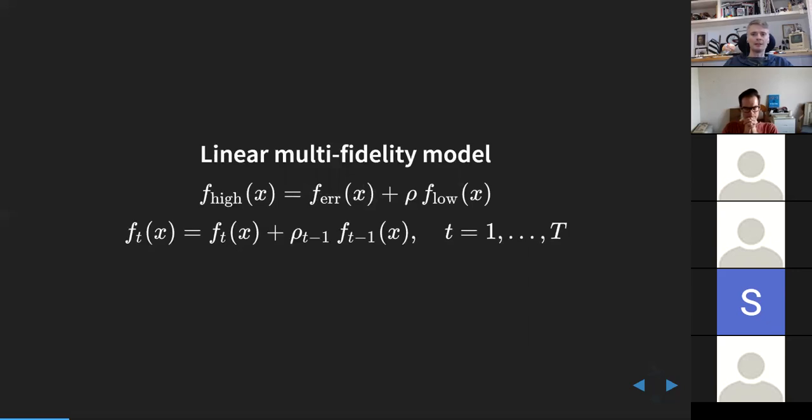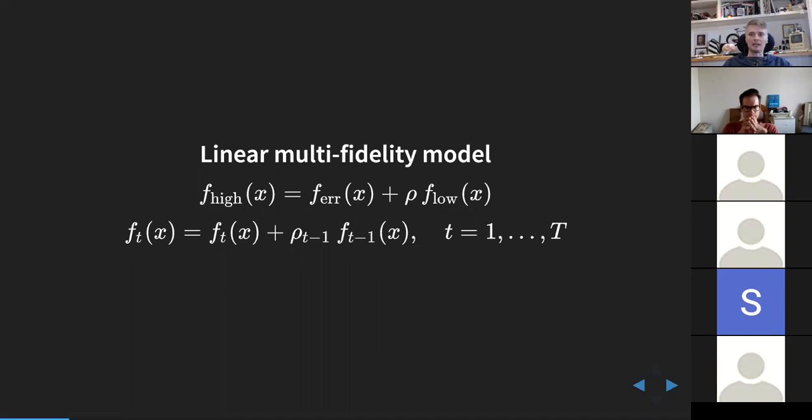So the idea is that you've got some high fidelity simulation. And what you're saying is that that's corrupted from some relationship between a low fidelity simulation and an error. Now what we can map this to is a chain setup where the high fidelity is given by a linear mapping of the low fidelity. So this is, in this case, rho, in combination with this error term.